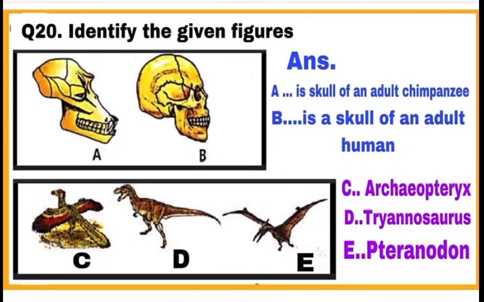Question 20. Identify the given figures. Figure A. It is the skull of an adult chimpanzee. Figure B. It is the skull of an adult human. C is the figure showing Archaeopteryx. D is Tyrannosaurus, and E figure is showing Pteranodon. Also check figures given in 7.2 and 7.11 figures of your NCERT book.